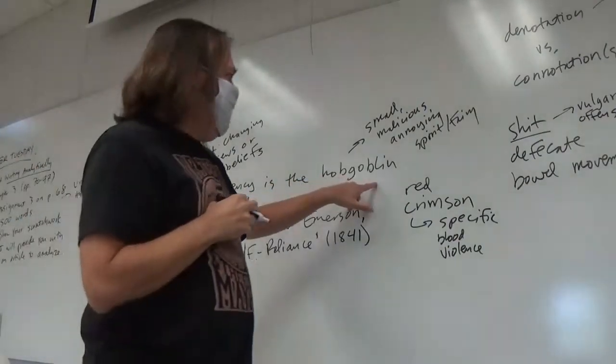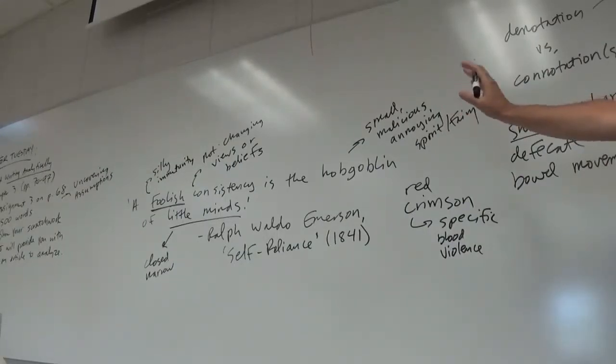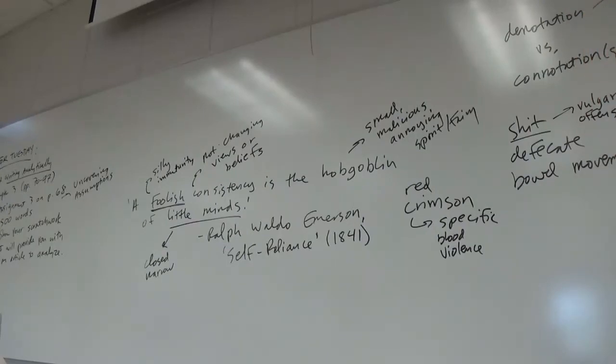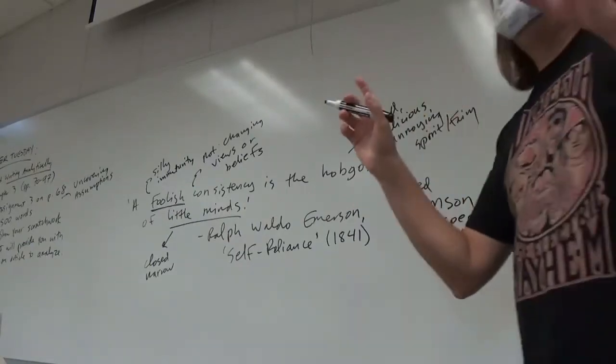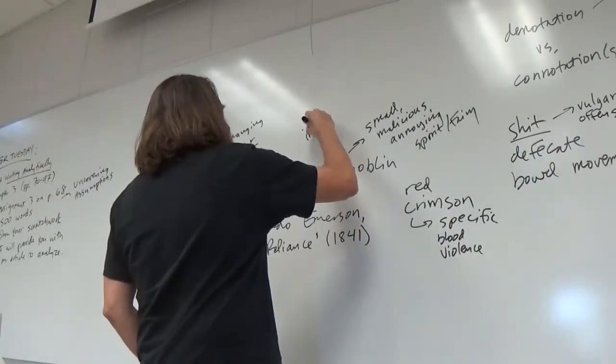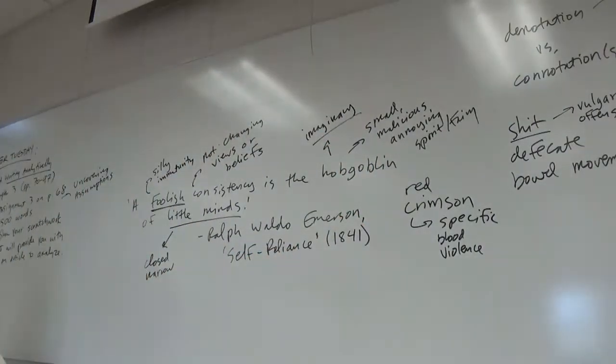Now let's move on to hobgoblin, right? So we've got our basic definition of hobgoblin here, right? But what else is important about a hobgoblin in terms of the meaning of this sentence? So it's a small, malicious, annoying spirit or fairy. What else is it? I'll give you a little hint. Are hobgoblins real? Fictional. Yeah, hobgoblins are imaginary, right? It's a thing that doesn't really exist except in the imagination.